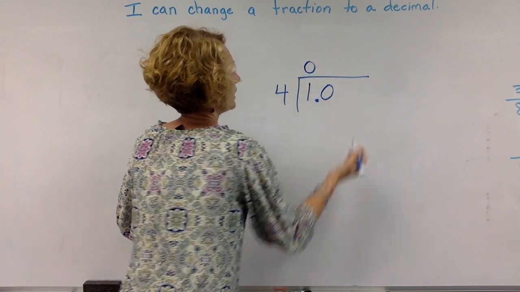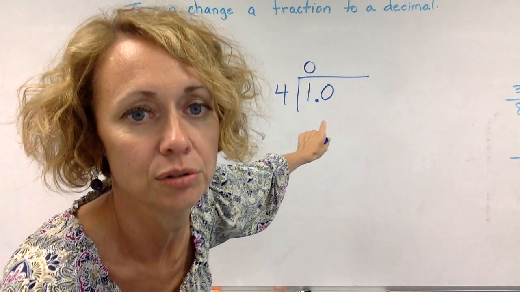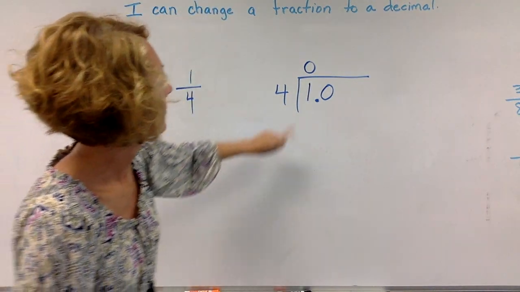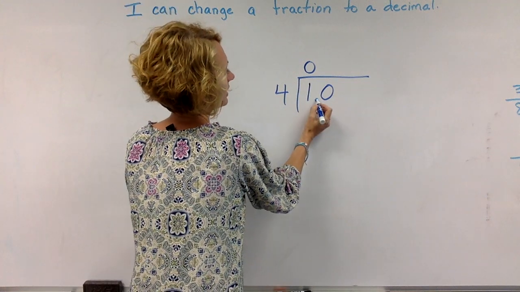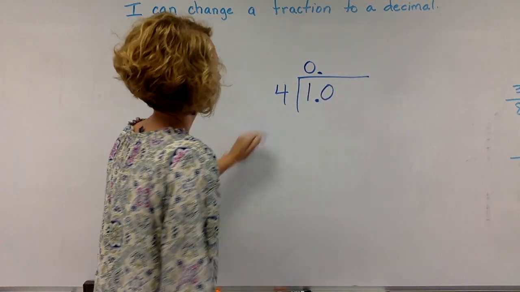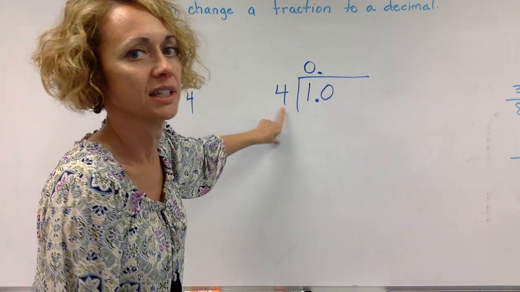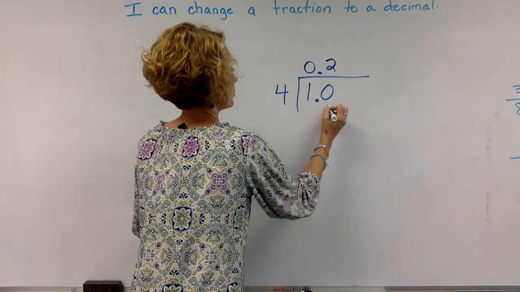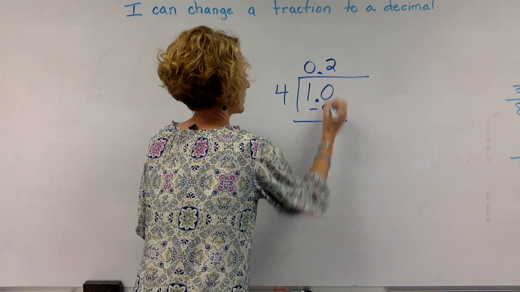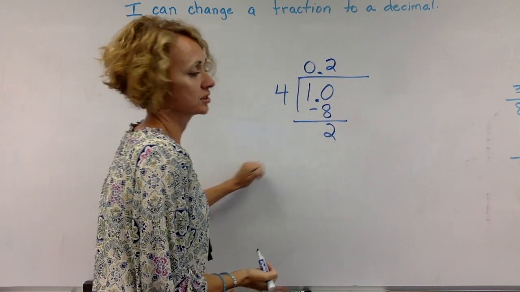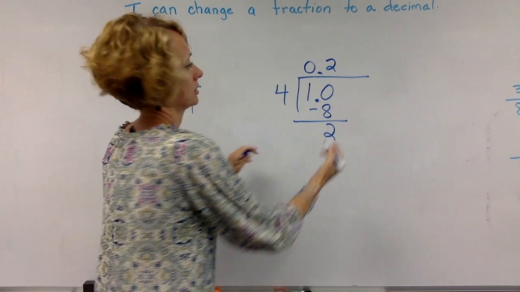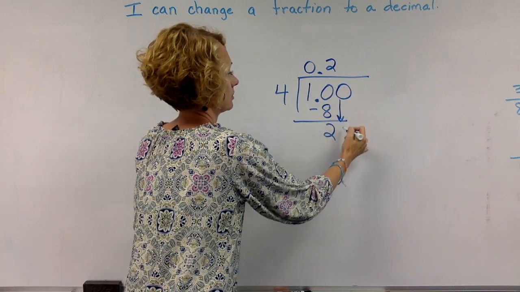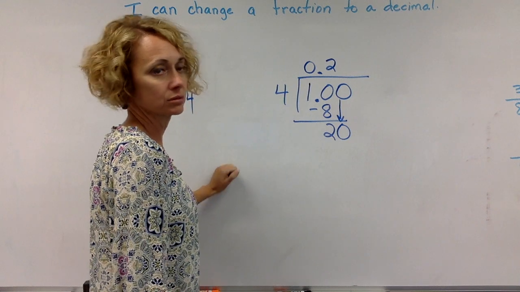And remember that after the decimal, you can add as many zeros as you want to your dividend, and it doesn't change its value. So now I'm going to move my decimal straight up in my quotient. I'm going to say 4 goes into 10 how many times? 2. 2 times 4 is 8. I'm going to subtract that. So since I have a remainder, I'm going to add another 0 up there in my dividend, and I'm going to bring that down to give me 20.